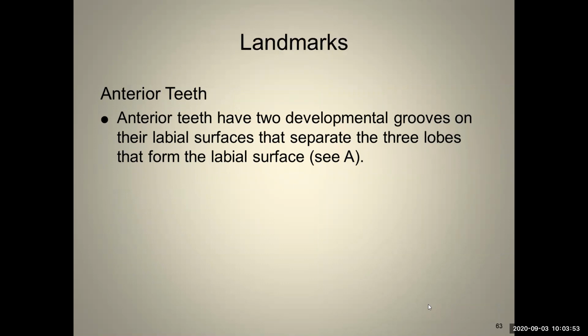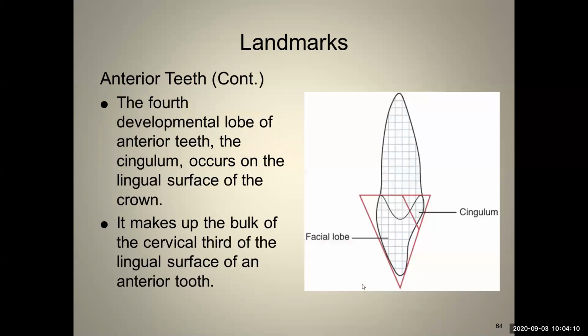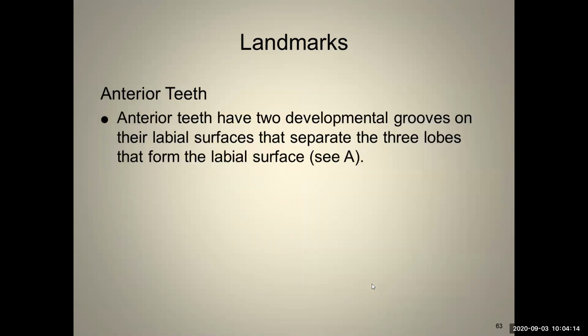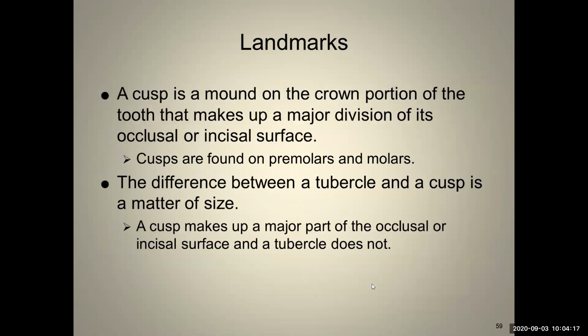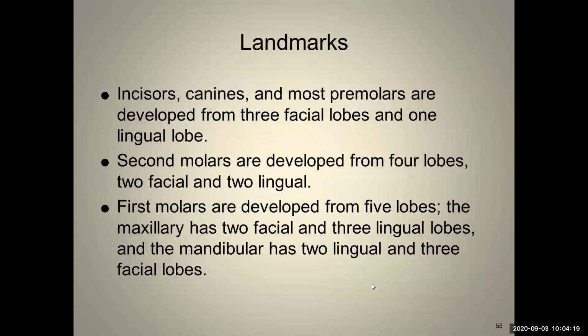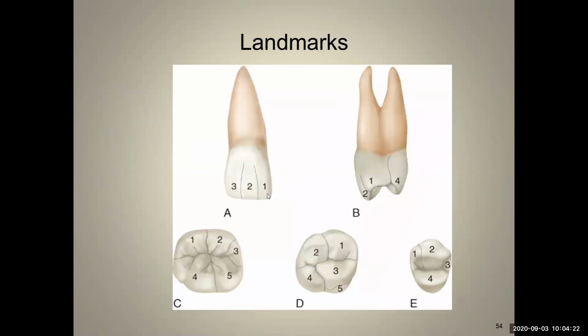And for anterior teeth, you have 2 developmental grooves on the labial surface that separate the 3 lobes. Remember, the anterior teeth were formed from 3 facial lobes and 1 lingual lobe. And the 3 facial lobes have a slight groove going in between them. One lobe, 2 lobe, 3 lobe. And there's a slight depression there.